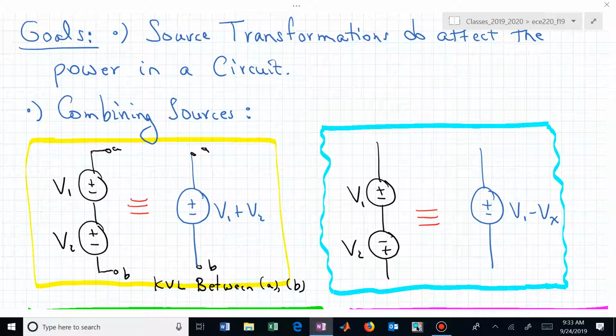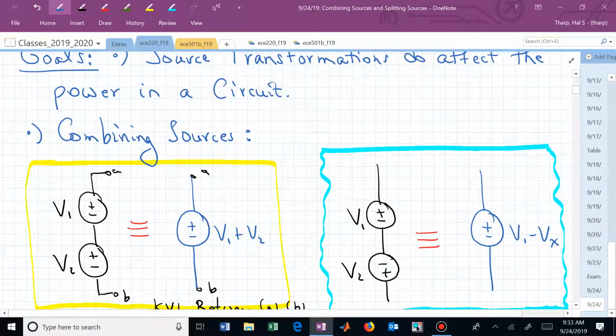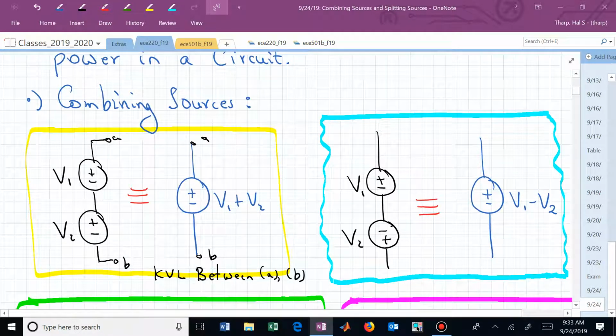Question? Why does it say V? That's a valid question. That's what happens when you start doing this quickly. Vx didn't exist, but Vx could have been VAB, but then it wouldn't be right. So Vx was probably floating around in my head, but it's V1 minus V2 on the right-hand side, and on the left-hand side, the equivalent source when you combine 2 voltage sources in series, you algebraically combine their voltages.